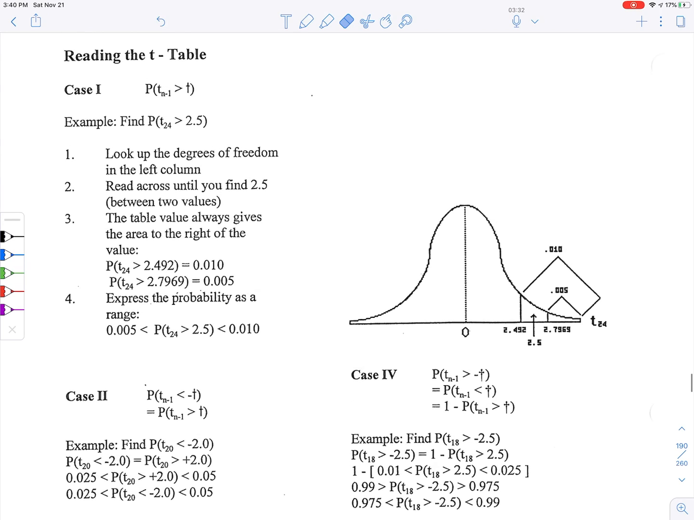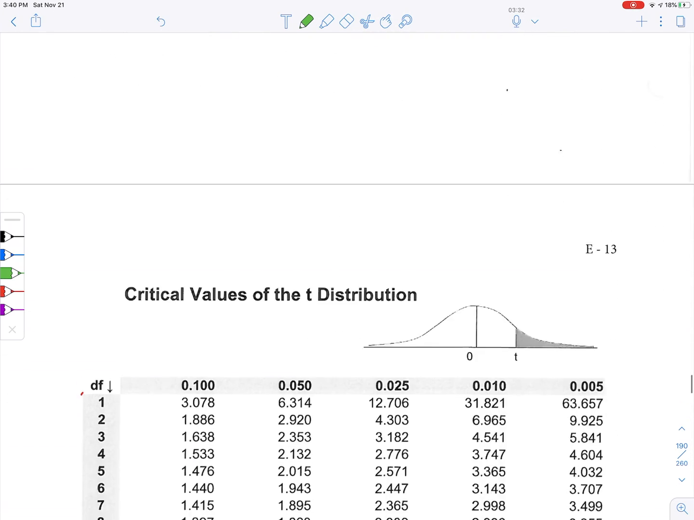But let me give you some examples here. So here's a case where we're looking at the probability that you have a t distribution with 24 degrees of freedom. That's what that little subscript means. And that would have, in our particular case, come from a problem with an n of 25. So a sample size of 25. 25 minus 1, of course, is 24. So it's a t distribution with 24 degrees of freedom. And what's the probability that it is greater than 2.5, or how much of the t distribution is greater than 2.5? Let's take a look at that on the table here.